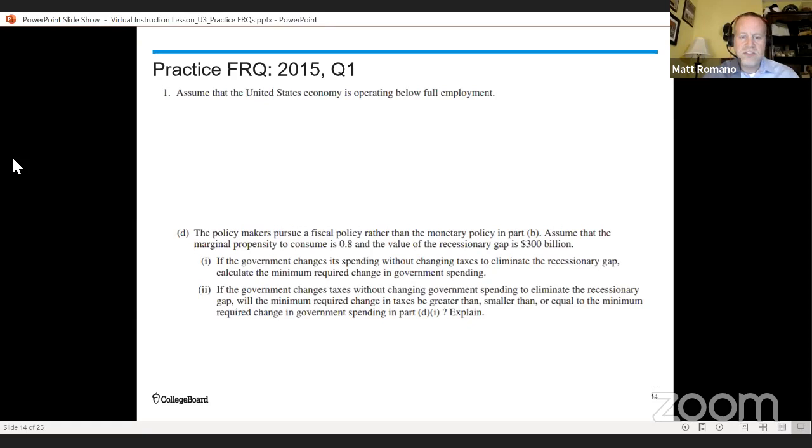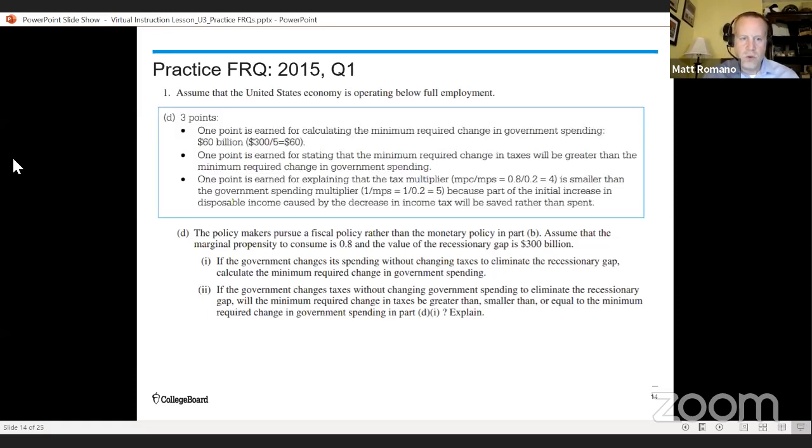If the government changes taxes without changing government spending to eliminate the recessionary gap, will the minimum required change in taxes be greater than, smaller than, or equal to the minimum required change in government spending in Part D1? Explain. What is this question asking? It's asking us to evaluate the relative magnitude of the spending multiplier and the tax multiplier. So the answer, 2 parts because we have an explained portion to this one.